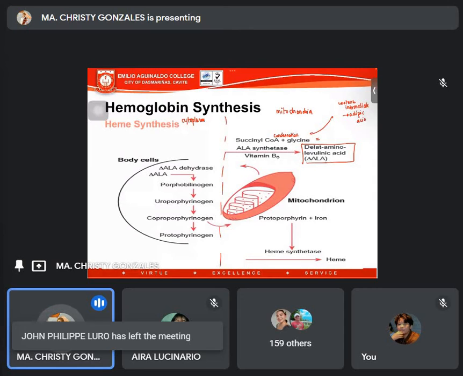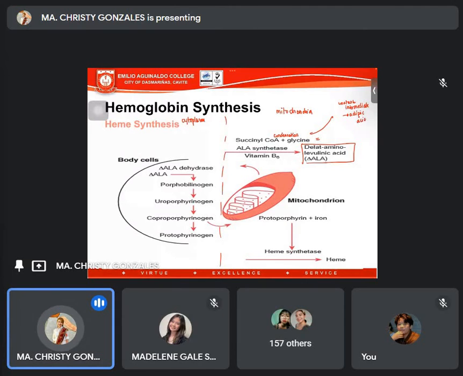Now, you have to remember there are two important factors here in the condensation. First is the presence of ALA synthase, and the other one is the presence of vitamin B6. So vitamin B6 is your pyridoxal phosphate, which serves as cofactor in the process of condensation. Meaning, if we don't have vitamin B6, ALA synthase would not be functional as well.